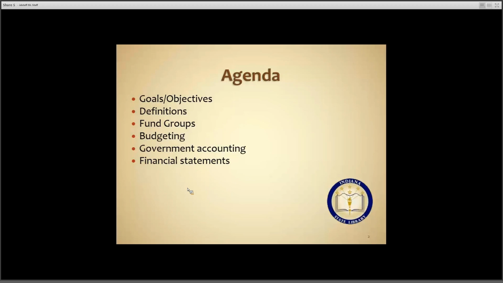After viewing this presentation, the user will understand the fund concept and the definition of fund types or groups. Funds are essential for budgeting. There is brief attention to government accounting and financial statements. These are covered in more detail in the bookkeeping and accounting presentation.